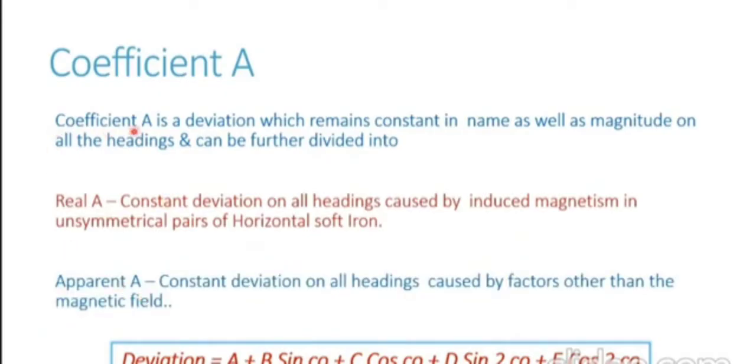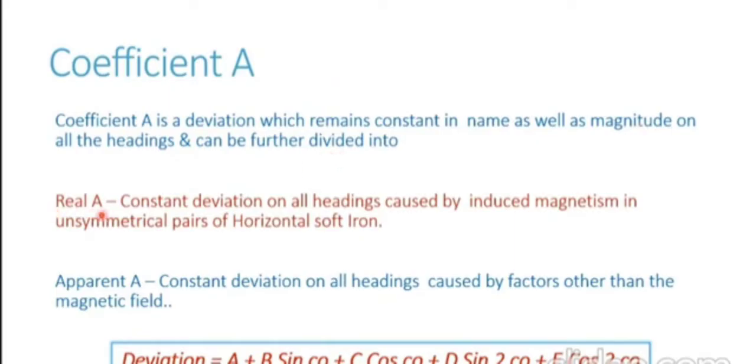Now, if you remember the formula which I had shown you, in that formula we saw that this coefficient A is not connected with the ship's course in any way. That means that whatever be the course or heading of the ship, the value of coefficient A is not going to change. And that is exactly what the definition tells us: coefficient A is a deviation which remains constant in name as well as magnitude on all the headings. The vessel can continue to change its heading and the deviation generated because of coefficient A does not change at all. It has 2 components and can be divided into these 2 components.